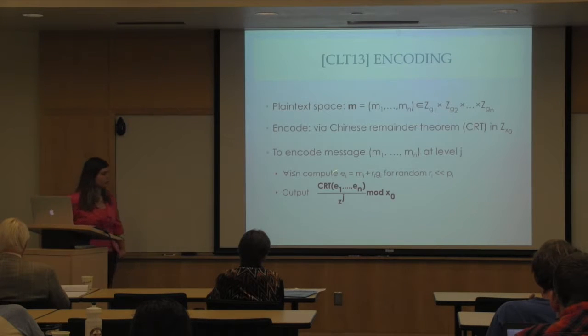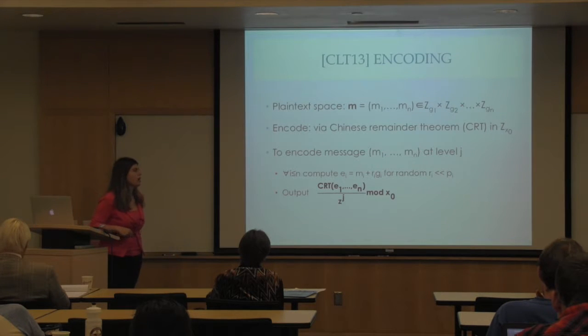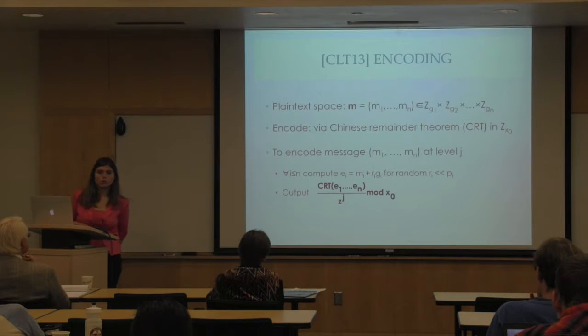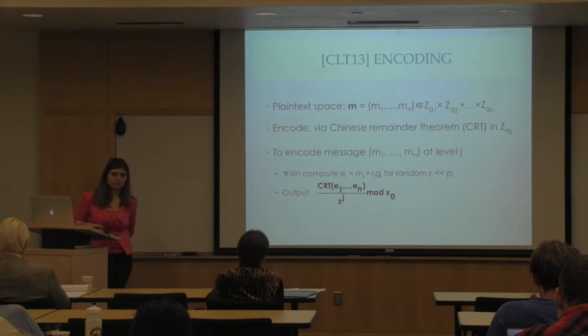Once we have computed these values, our encoding for the message m at level j will be the CRT of the c sub i that we computed here, divided by the level parameter b to the power j. This is what will be associated with the encoding at level j, and this is all computed modulo x sub 0. This is our encoding modulus.